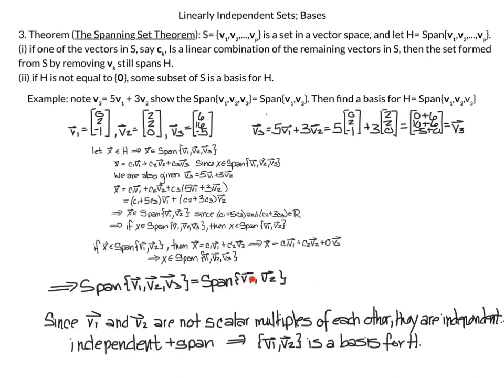So the only thing we need to know is if v1 and v2 are linearly independent, but we can see they are not scalar multiples of each other. And remember, when we have only two vectors, they're only linearly dependent if they're scalar multiples. So since they are not scalar multiples of each other, they are independent, and they span, and therefore v1, v2 is our basis for H.